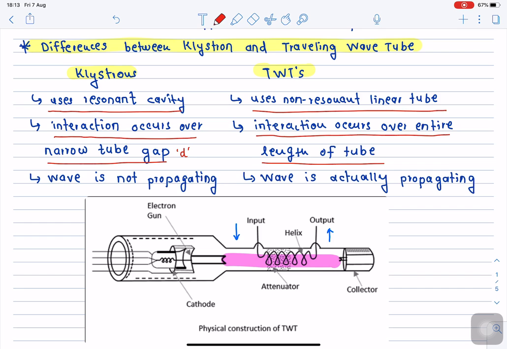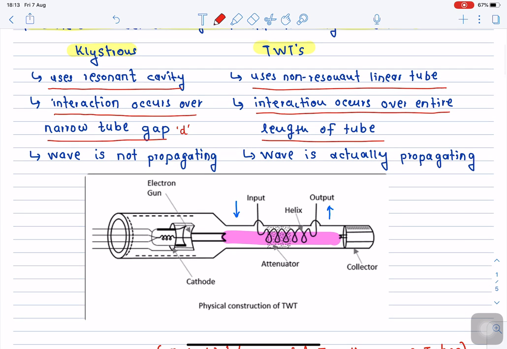The third main difference between the klystron and the traveling wave tube is, in the case of klystron amplifier, the wave, that is a microwave, which is interacting with the beam of electron, it is not actually propagating. As the interaction is limited over a very narrow region of the cavity gap, essentially the RF signal, in the case of klystron amplifier, is not traveling at all.